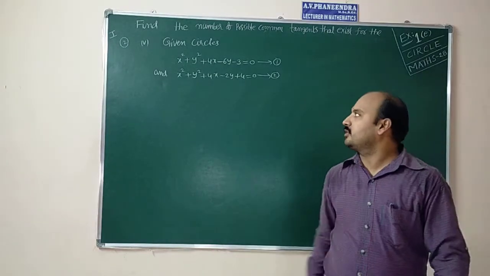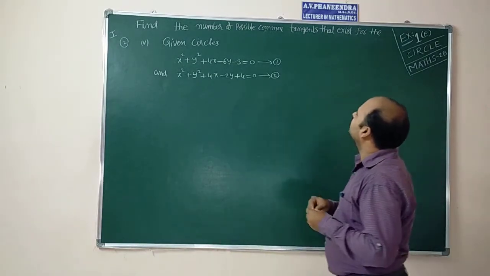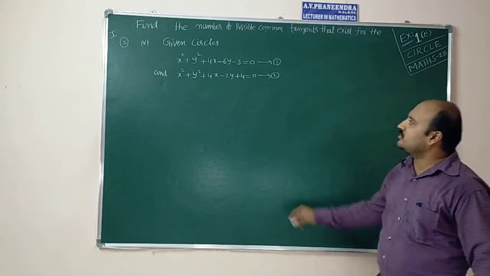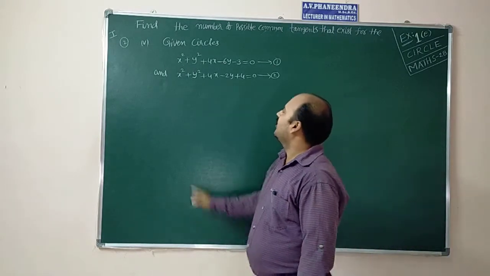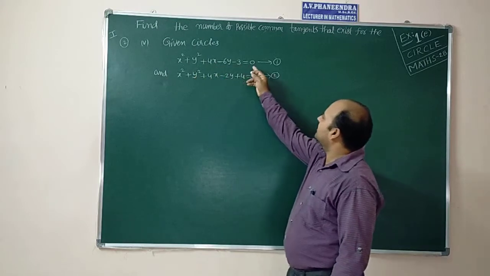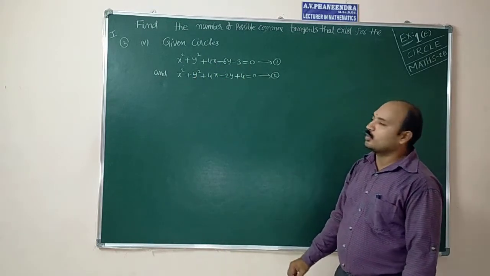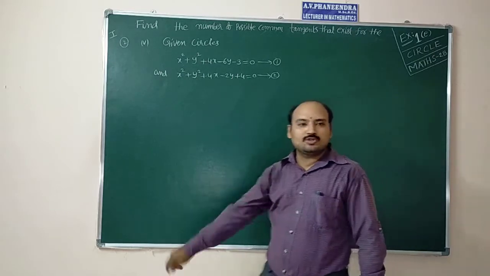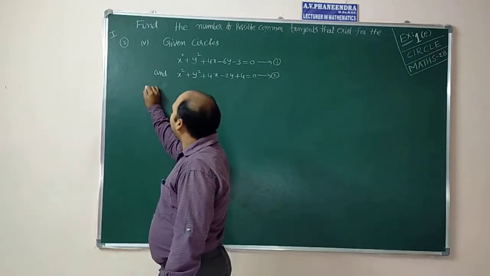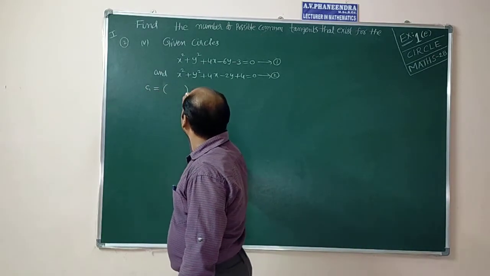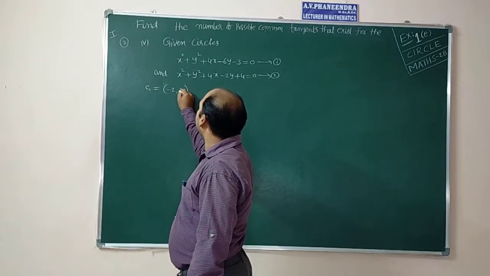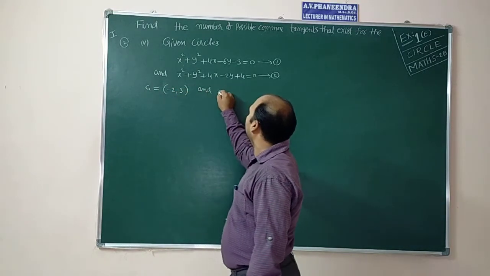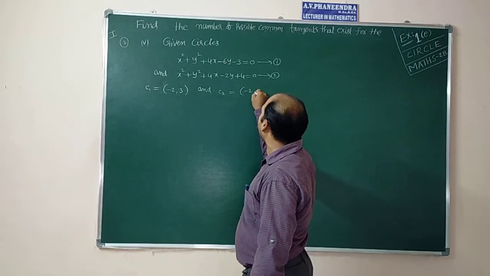The next question. Find the number of possible common tangents that exist for the circles. The given circles are x square plus y square plus 4x minus 6y minus 3 equal to 0, equation number 1, and x square plus y square plus 4x minus 2y plus 4 equal to 0, second equation. Find out both circle centers. C1 is minus 2 comma 3, the first circle center, and C2, the second circle center, is minus 2 comma 1.